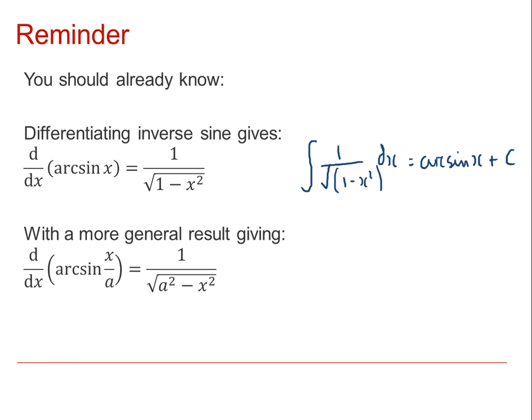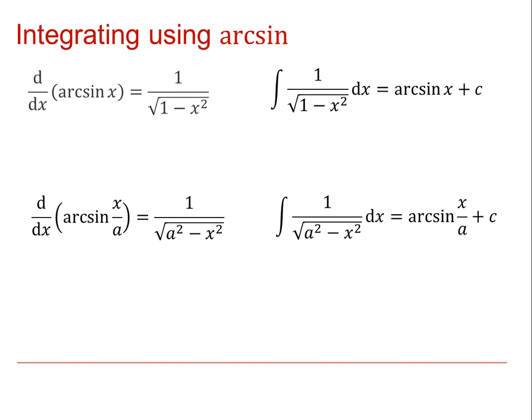And similarly, the integral of 1 over the square root of a squared minus x squared with respect to x must be equal to arcsine x over a plus a constant. So we have these two results that we can use for integrating expressions which look like those on the right hand side of this page.